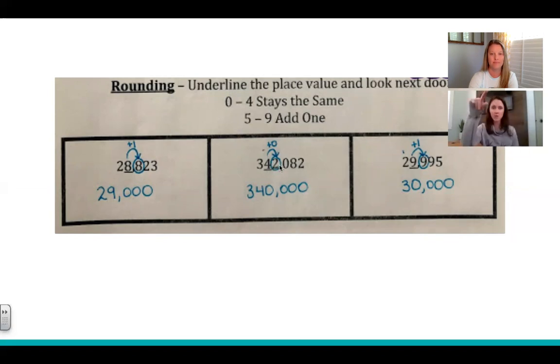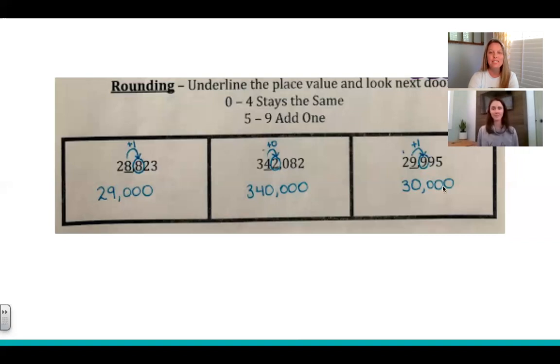So it's circled, it turns to a 0, and then everything else stays the same to the left. The 3 and the 4 does not change because, again, you're adding nothing. And then everything to the right of where you were actually rounding changes to a 0 as well. So fill in those remaining zeros. The answer is 340,000. If you think about it on a number line, 342,082 is closer to 340,000 than 350,000.